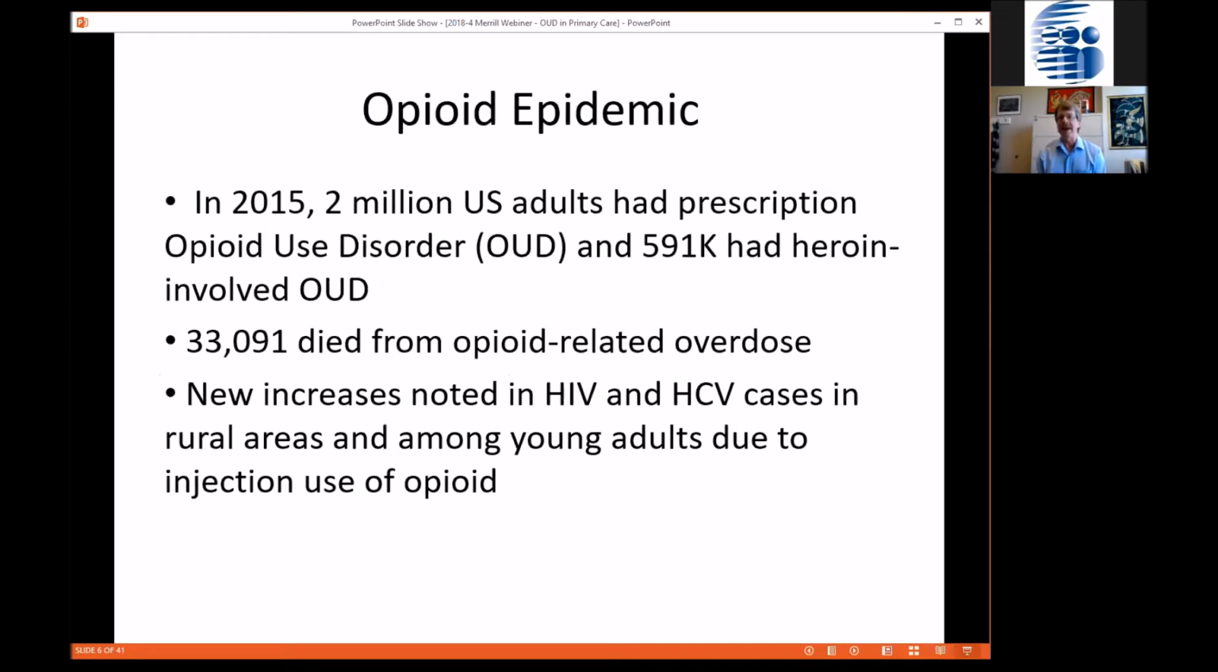So the opioid epidemic, we've seen all this in the newspaper. About 2 million adults have prescription opioid use disorder. About 500,000 have heroin-involved opioid use disorder. 33,000 people died of an opioid-related overdose in 2015. Those numbers have only gone up since then. And we have noted increases both in HIV and hepatitis C cases, and in areas which were not so affected by this in the past, in rural areas, also among young adults. And this is all traced to injection use of opioids.